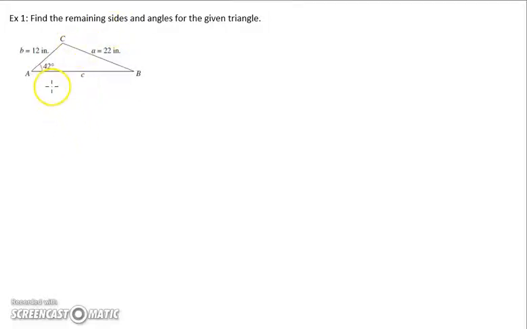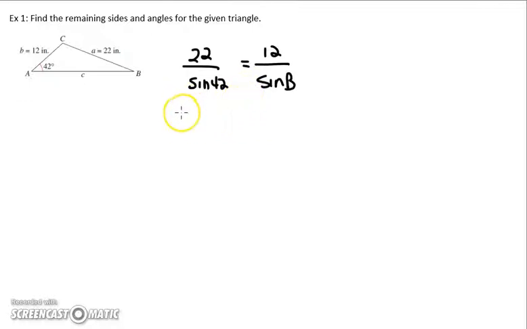If we look at what we're given, 42 degrees and a side length a of 22 inches, one of the relationships for our law of sines is going to be 22 over sine of 42. And the first thing that we can solve for is this angle B. So that's going to be equal to 12 over the sine of angle B. We can work this out a little bit, and we get that sine of B is equal to 12 sine of 42 over 22.